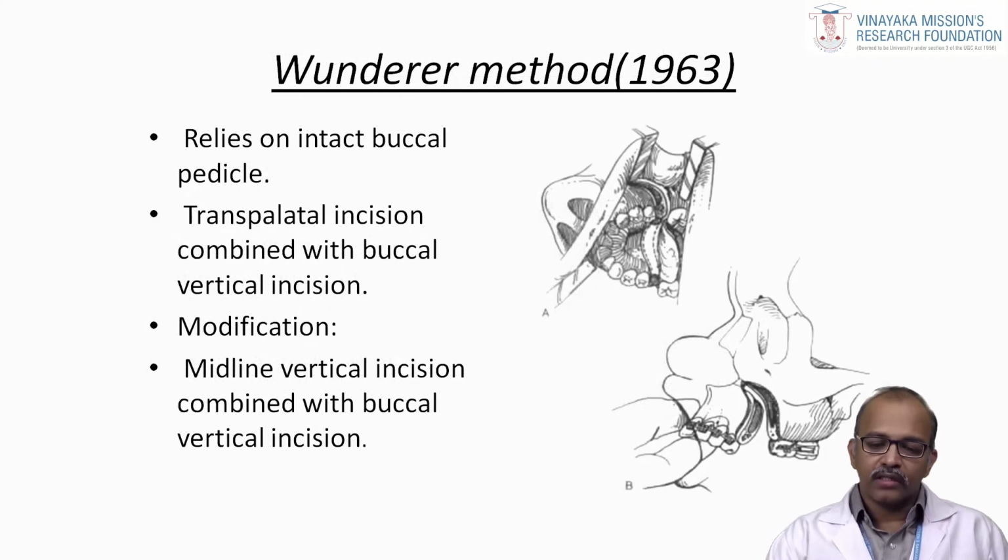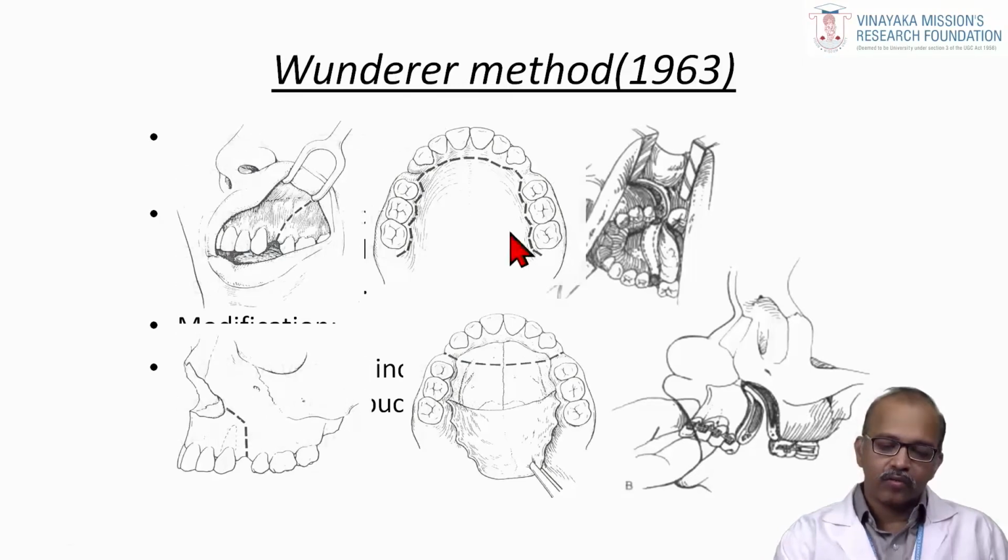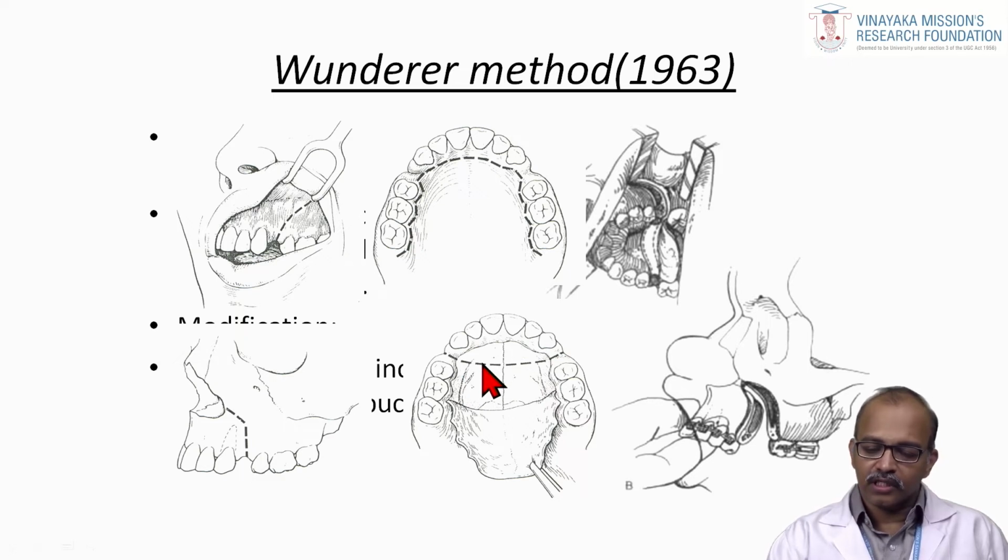Then Wunderer in the year 1963 modified it. Instead of giving a buccal incision, he advocated palatal cuts, a transpalatal incision combined with vertical buccal incisions. So, this is how the palatal mucosa is reflected and transpalatal osteotomy is done.